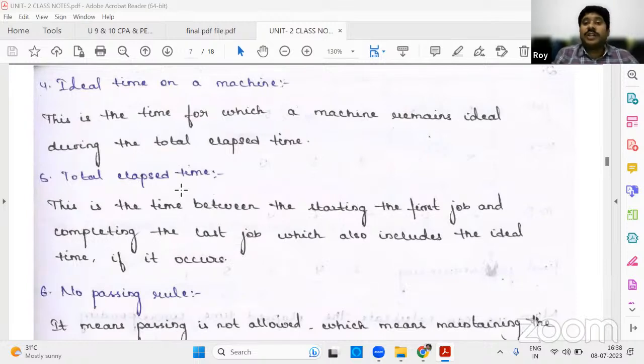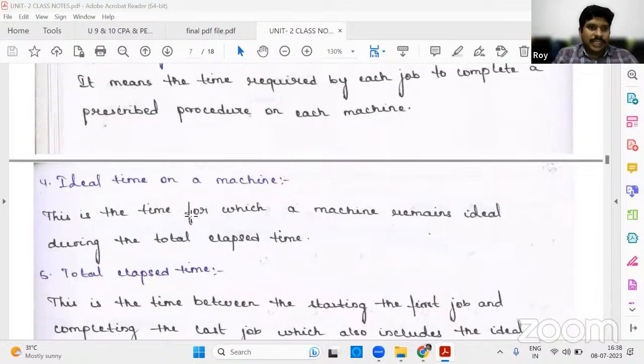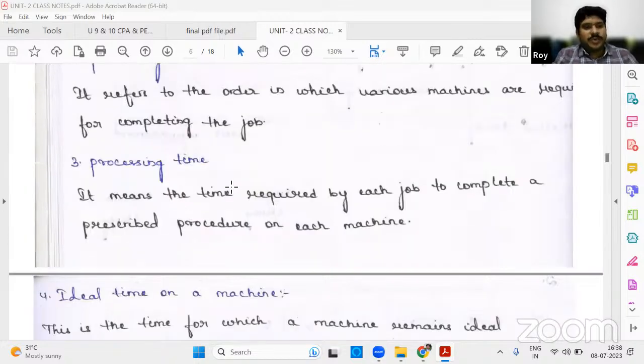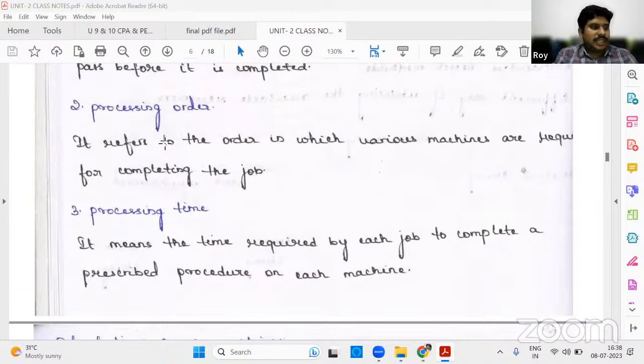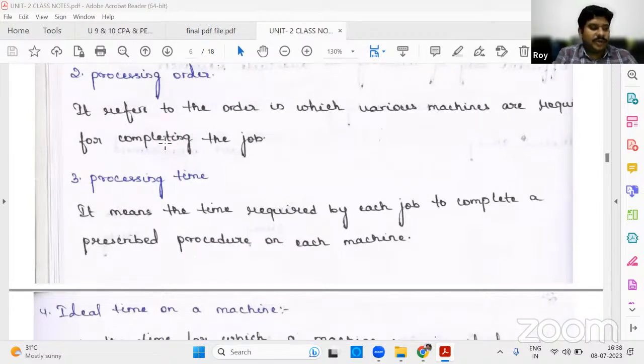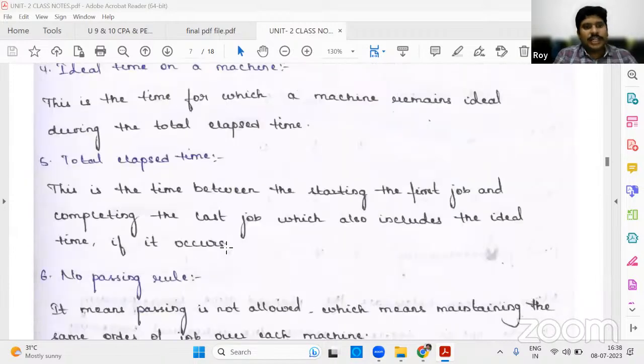We need to find out what is the total elapsed time, what is the idle time on machine A. The processing time, anyway they will give. The processing order also they will give, A to B or B to A. Definitely they will give. And the next one, total elapsed time.